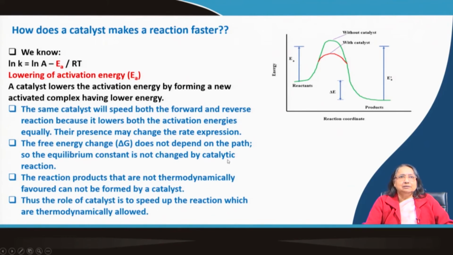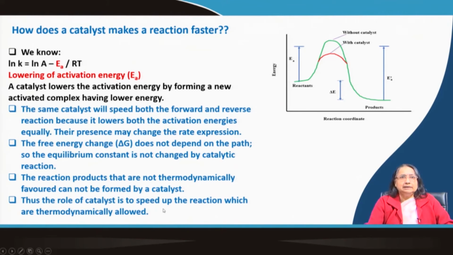But the reaction products that are not thermodynamically favored cannot be formed by a catalyst. This is very important. If some reaction is not possible, whatever catalyst you give, it will not be possible. Once the reaction is possible, then by using the catalyst you can make the reaction faster or slower.